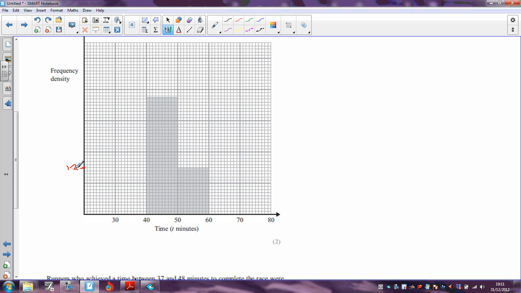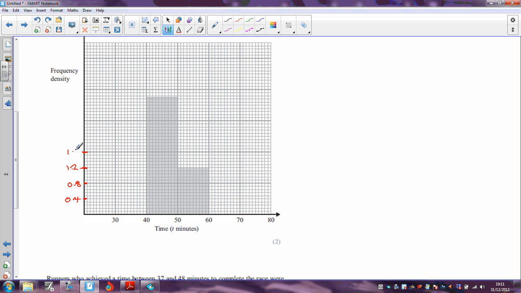Now it's a slightly tricky scale. What we've got though is 3 centimeters is exactly the same as 1.2. Now if we divide, say 12 divided by 3 is 4, so each half centimeter must represent 0.4. So we can go up then in 0.4s, and we can keep doing that.